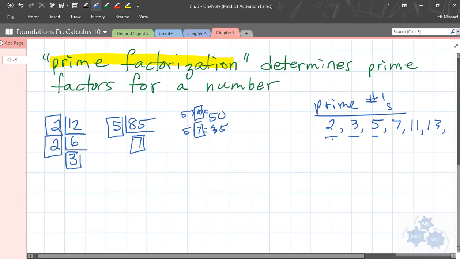Oh, 17. Okay, thank you. 17. I missed the one there. But is 17 a prime number as well? Yeah, it is. So 17. Sorry, 7. I was thinking about this one here. So 5 and 17 are your prime factors for 85. Okay? Okay, what about 330?